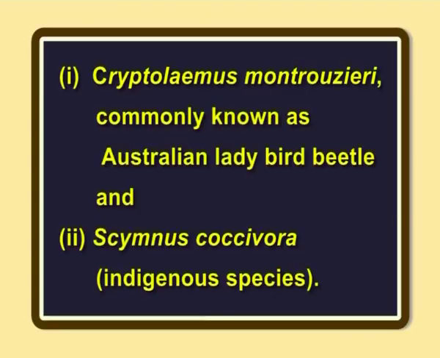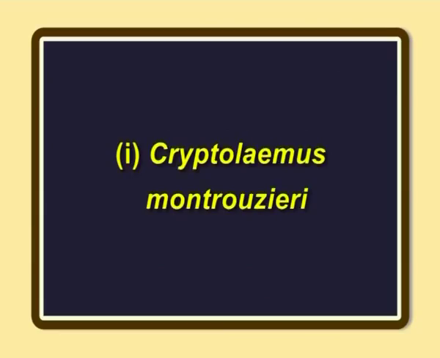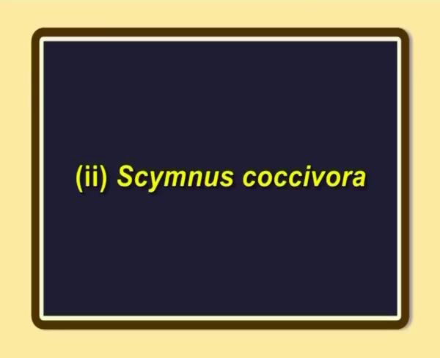Scymnus coccivora is an indigenous species. Cryptolaemus montrouzieri, both adults as well as grubs, are known to predate on all the stages of the mealybug. The male beetles can be distinguished from the female by the coloration of the first pair of legs. The first pair of legs in the male beetle is brown and the other 2 pairs are black, whereas in the female all the 3 pairs are black. Scymnus coccivora is an indigenous coccinellid predator of pink mealybug. Adults are light yellowish with dark brown markings along the mid-dorsal region.